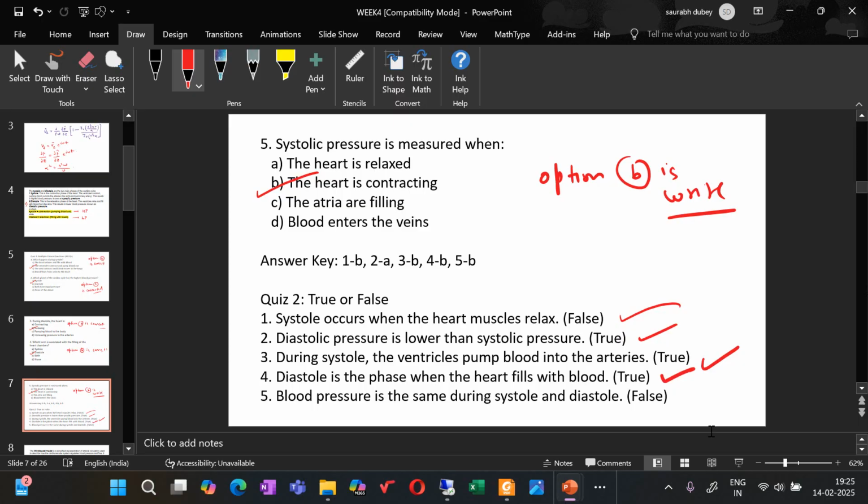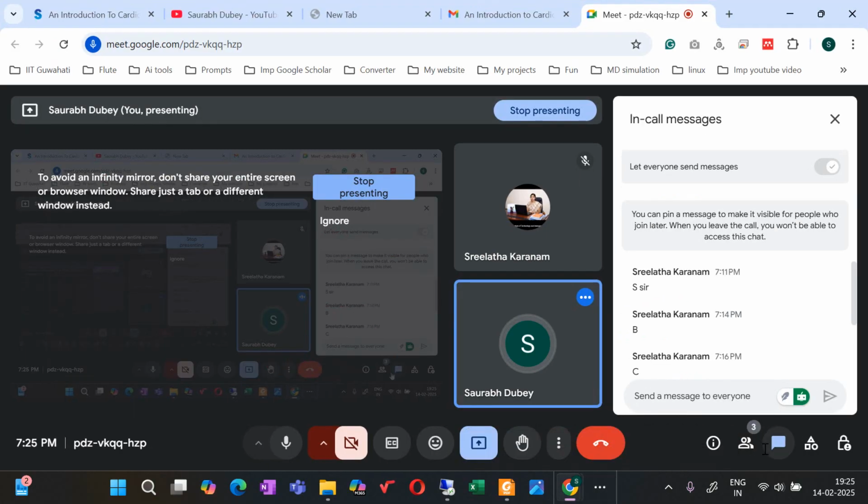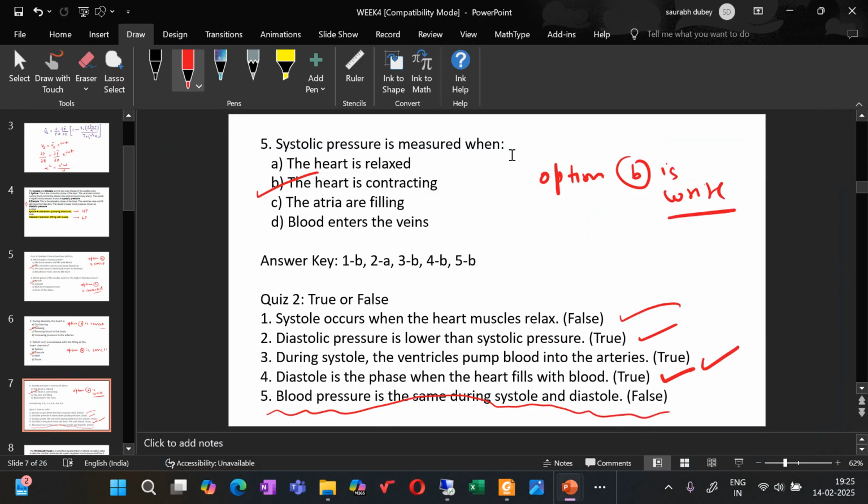And then, the blood pressure is the same during systole and the diastole. Is it right? So if you see, that was there. So this is not true, as we saw that in the systole there is this high blood pressure situation, and in the diastole there is this lower blood pressure situation, right?